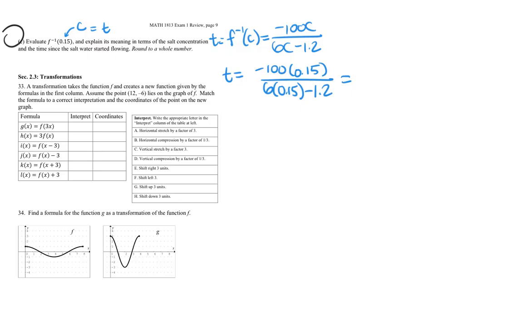Okay, that gives me 50. So what that means is that after 50 minutes, the concentration will be 0.15 pounds of salt per gallon.